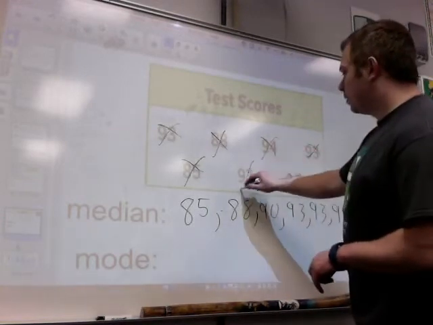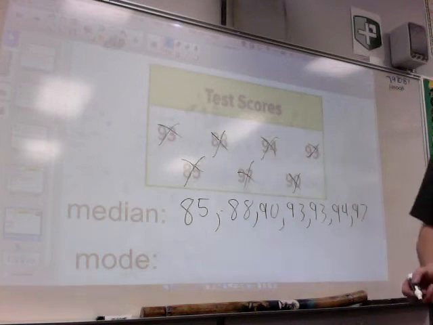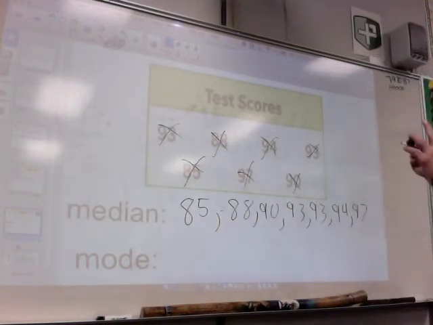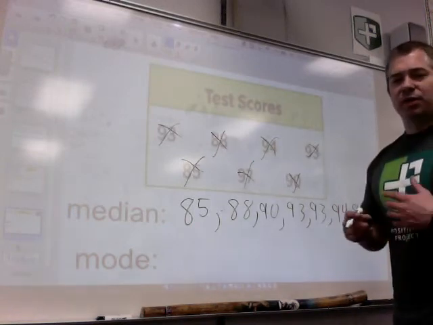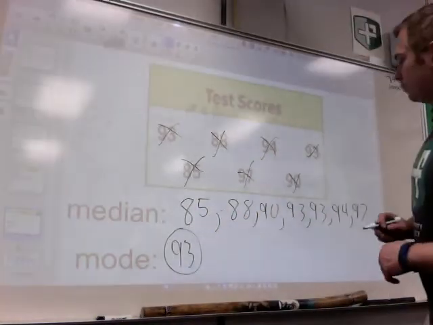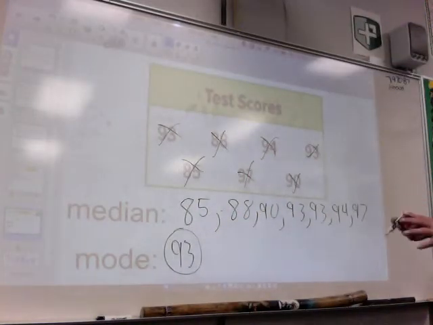All right. Once again, let's start off with the mode. The mode is the number that occurs most often. And I see 93 twice, and no other number is repeated. So my mode is 93. Boom, done. Okay, let's find the median, the number in the middle.